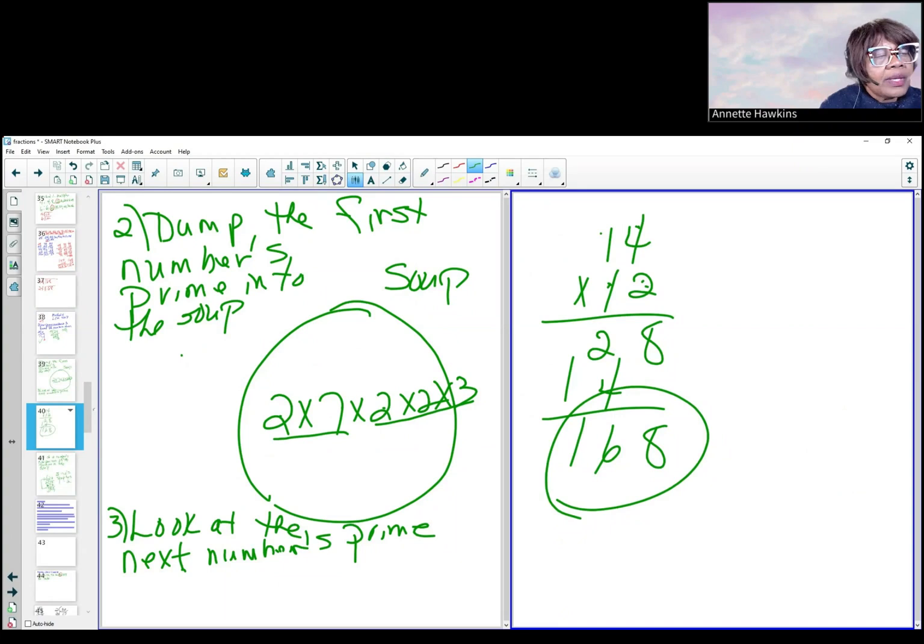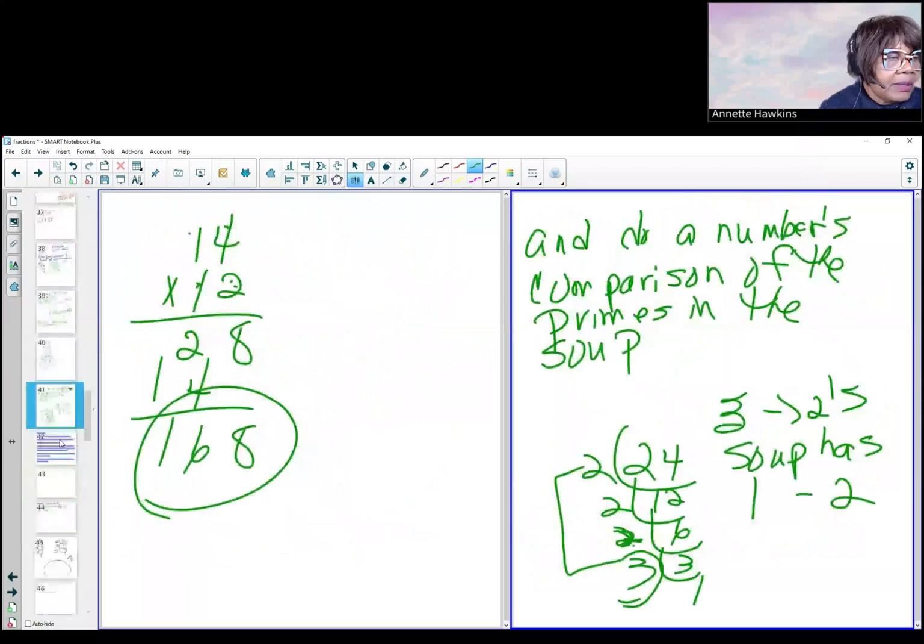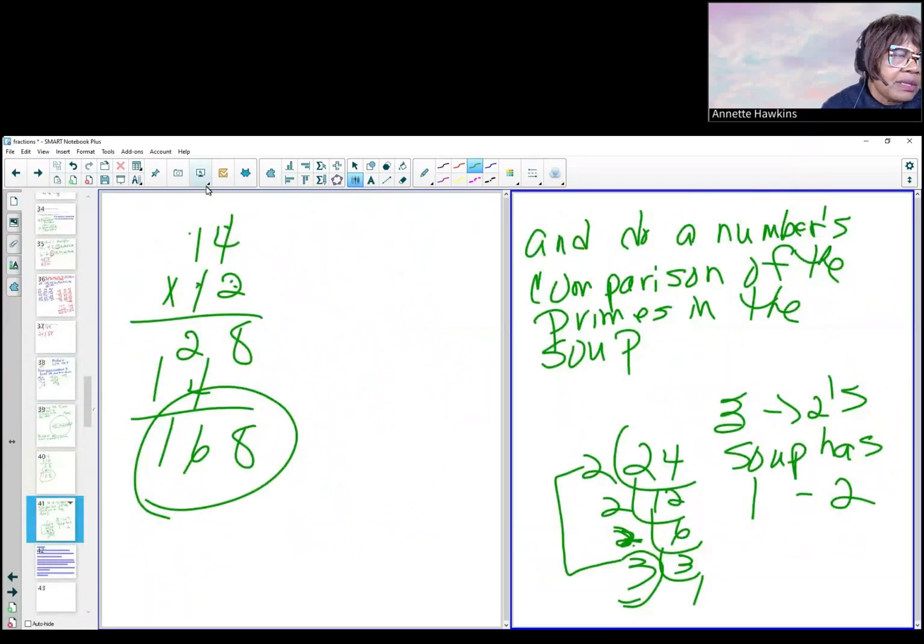Okay. So now, this might not be fast enough, but I think that with the LCD soup, you have less stress because you know these are simple prime numbers right here, 2 and 7, 2, 2, 2, 2. And then you just dump the numbers in the soup, and then you compare the number of primes. Okay. And then if you don't have enough, you have to put a prime in the soup. Okay. So I hope that helps, especially when the numbers get big.